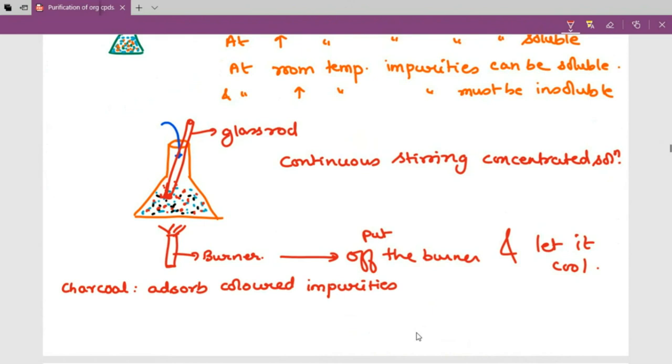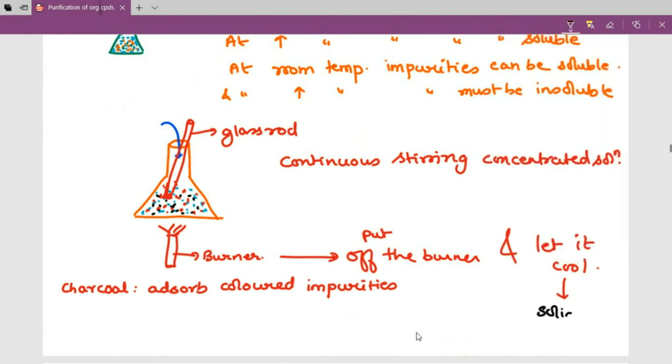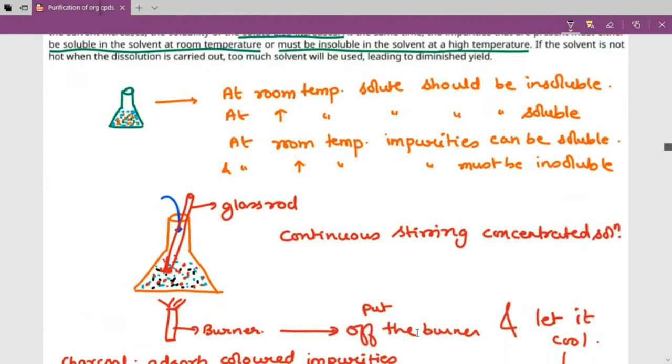So when you let it cool, again solid compound will start coming out of solution. This is pure compound. Of course, it is not 100% pure. You have to repeat this whole process 2-3 times. That will help us to improve the percentage purity of our compound.